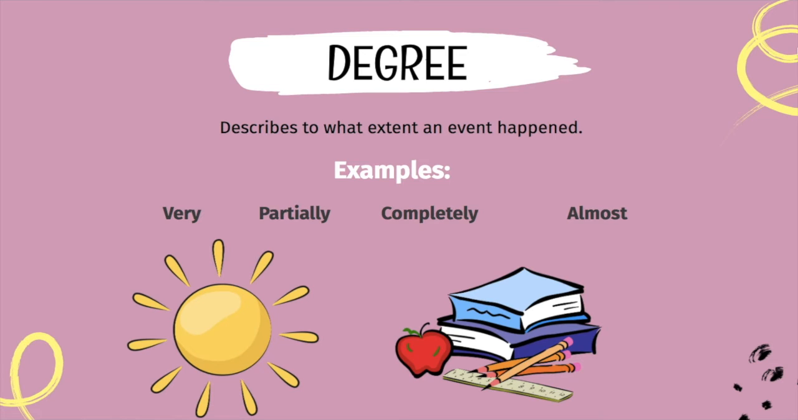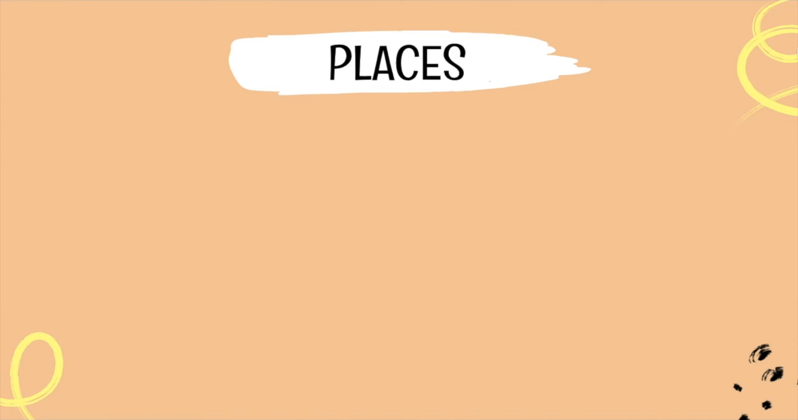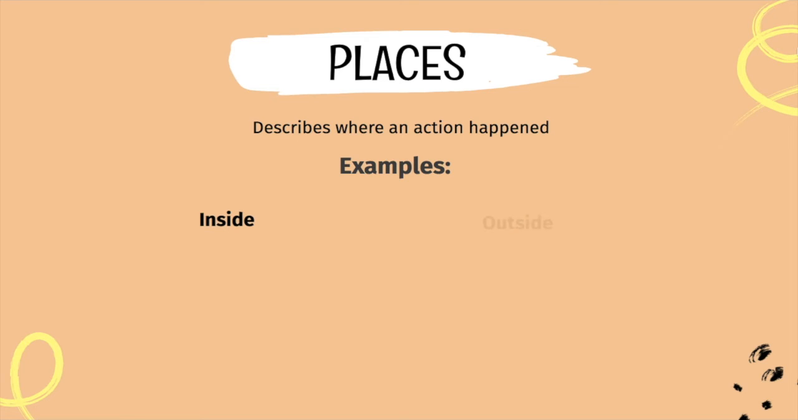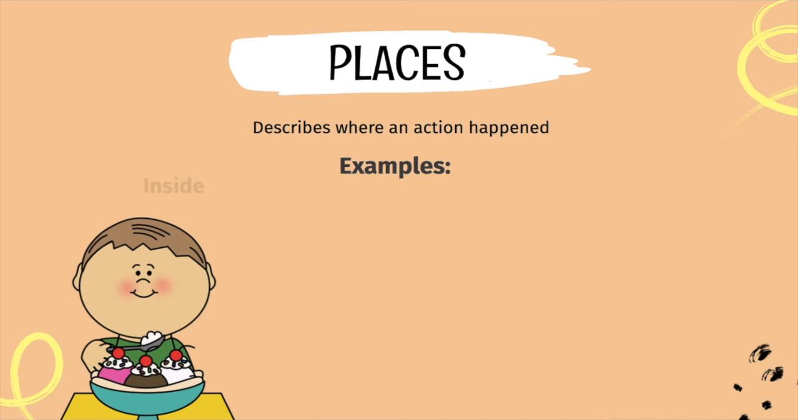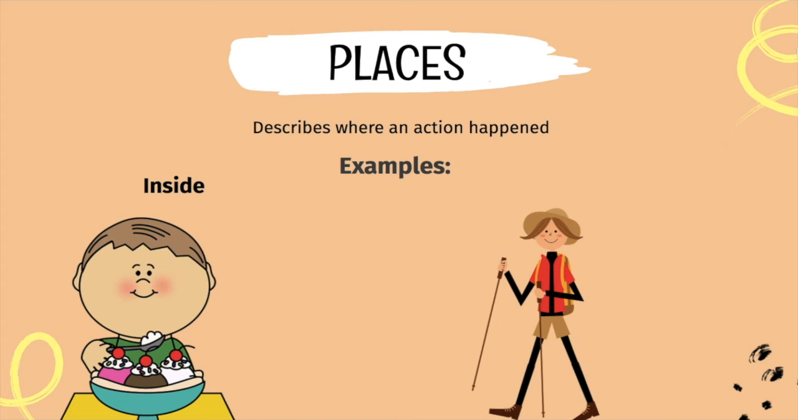Next, we have an adverb of place. An adverb of place is describing where an action happened. Now, common examples of this are inside, outside, downstairs, behind, here, there, and upstairs. We can use these in sentences like, he ate inside. It is describing where the action of eating happened, inside. Then we have hiking. She hiked outside. This is describing where the action of hiking took place, which was outside.